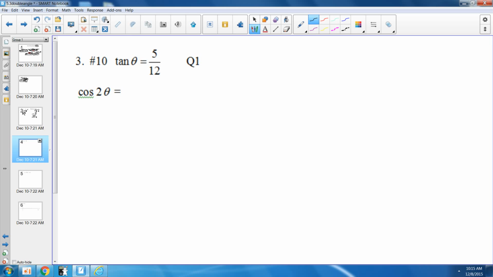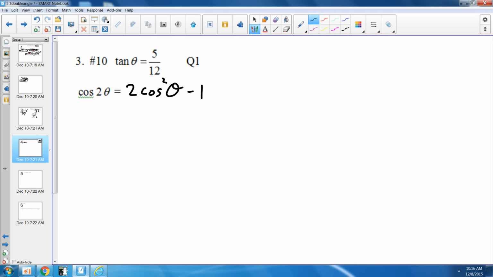Cosine 2 theta, you could use any one of the three in this case, but I like to just keep it as one trig function instead of two, so I'll just go with the 2 cosine squared theta minus 1 as my identity that I'm going to choose. When you have identities later on, it's going to be more important in terms of which one you choose, because if you choose the wrong one, it's going to take you a lot more steps, and you will have identities to prove using these double angles.